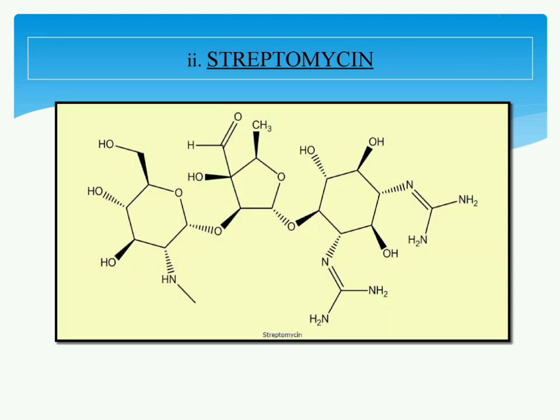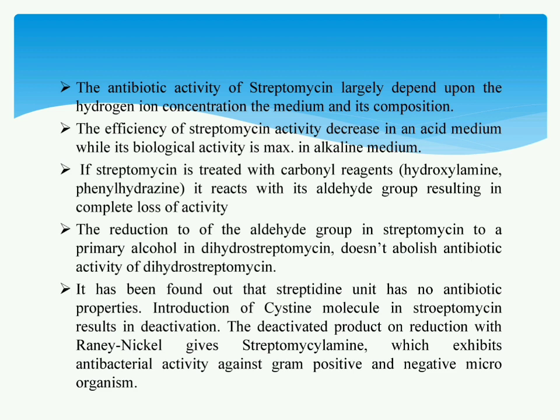Structure activity relationship of streptomycin. The antibiotic activity of streptomycin largely depends on the hydrogen ion concentration of the medium and its composition. The efficiency of streptomycin activity decreases in an acid medium, while its biological activity is maximum in an alkaline medium. Catalytic hydrogenation of streptomycin gives dihydrostreptomycin, which shows the same biological activity as that of streptomycin. Dihydrostreptomycin is more stable than streptomycin.